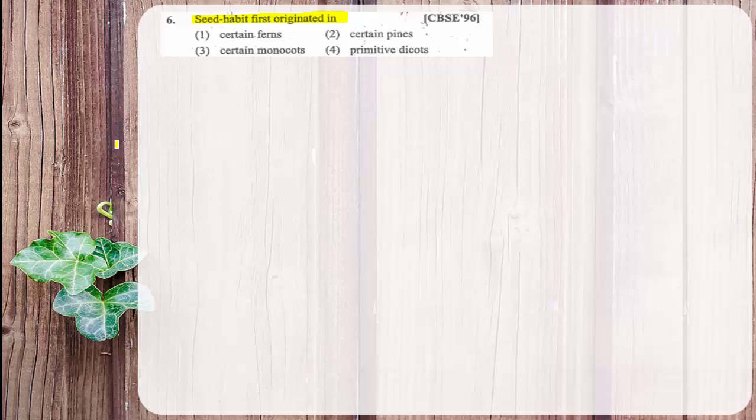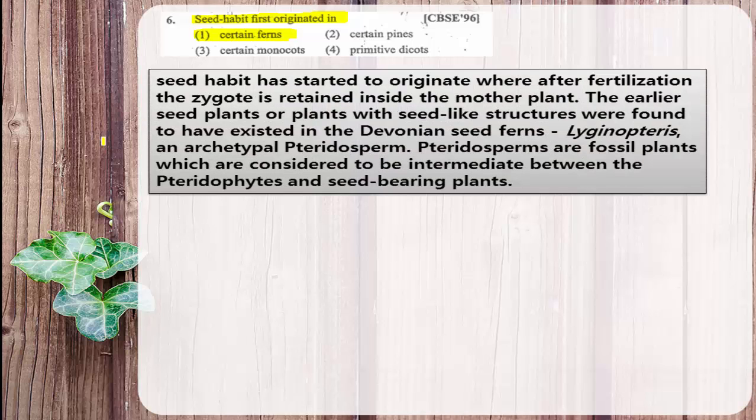That means the question is whether seed formation directly started in the gymnosperms, or is there any connecting link between the pteridophytes and gymnosperms where the seed formation or seed habit originated for the first time? Yes, the answer for this question is that it is observed in certain ferns. These groups are interlinking between pteridophytes and gymnosperms. Let me explain this one in detail.